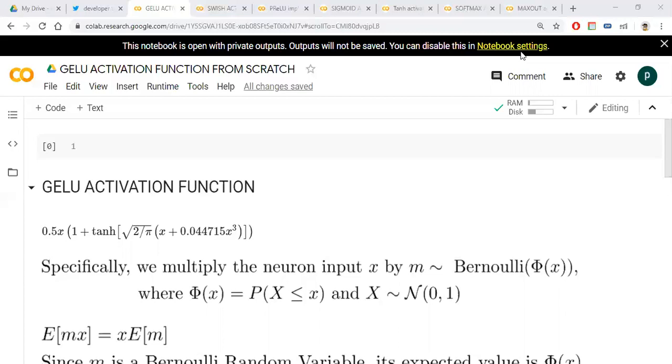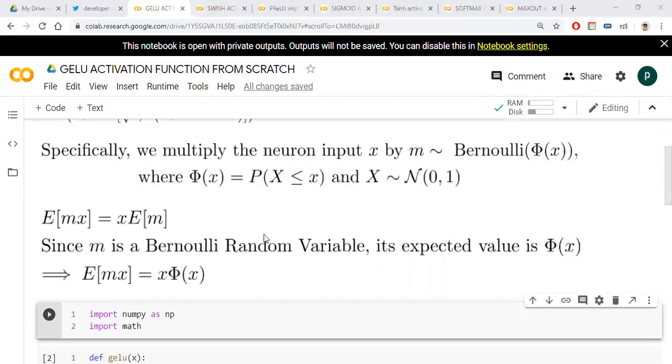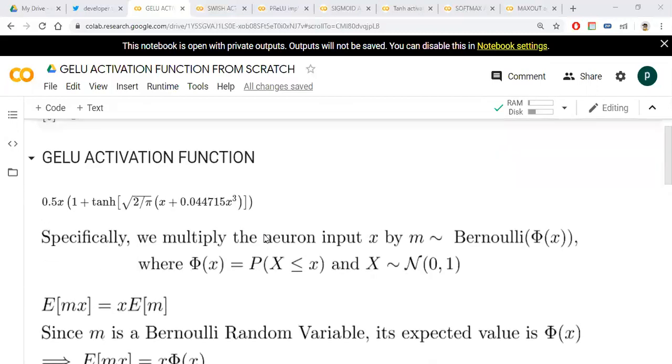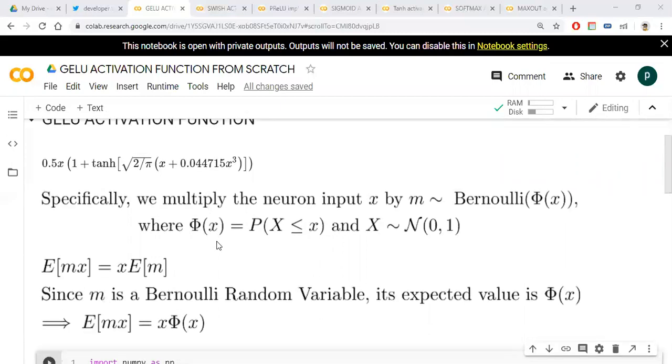So what is GELU? This is the formula of the GELU, and, as I already said, it stands for Gaussian error linear unit. It uses the Gaussian distribution and the error function. So this is the error function formula. And why do we choose the Gaussian distribution? Because neurons' inputs follow a normal distribution after batch normalization.